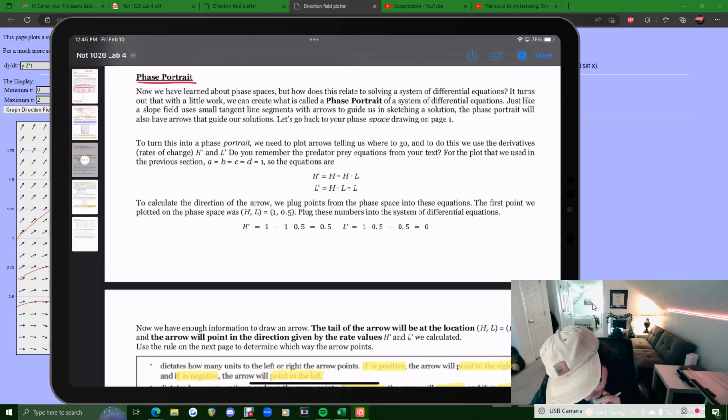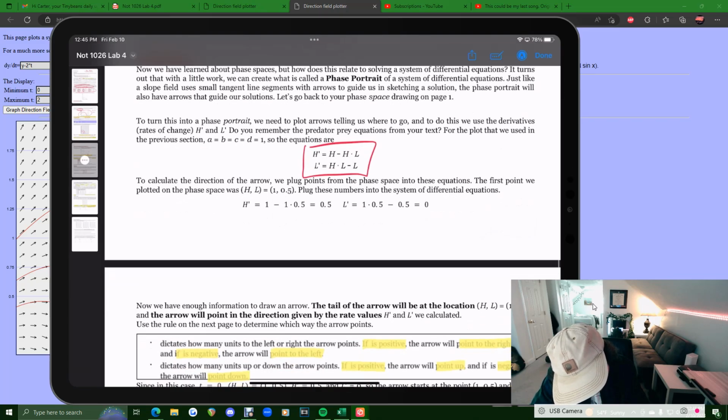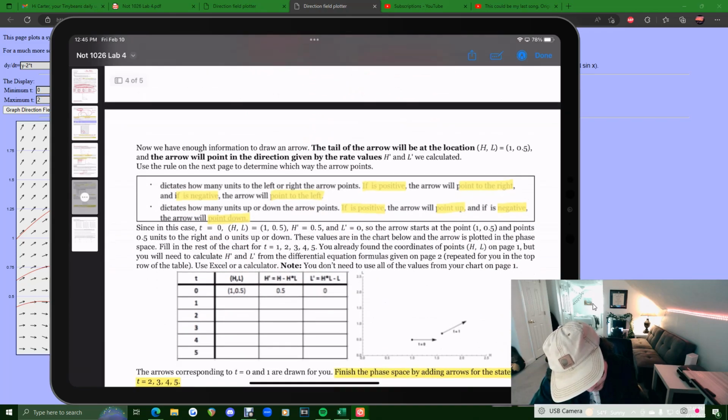So they give us H prime and L prime. Okay. So they give us a point. They calculate an H prime and an L prime at that point. The tail of the arrow will be at this location, and the arrow will point in the directions given by the rate values of H prime and L prime that we calculate.